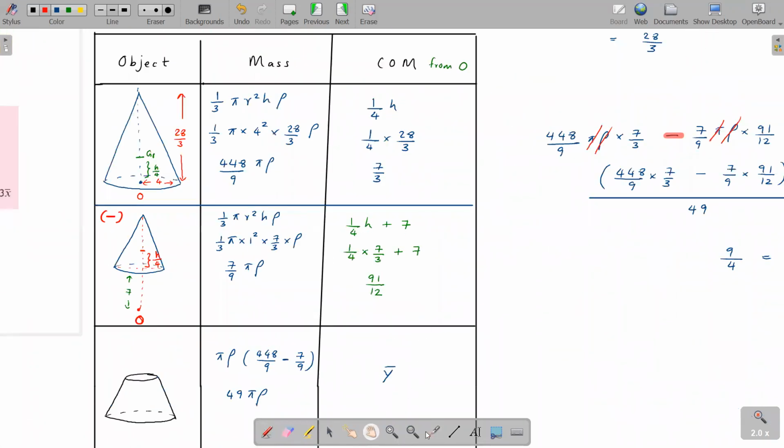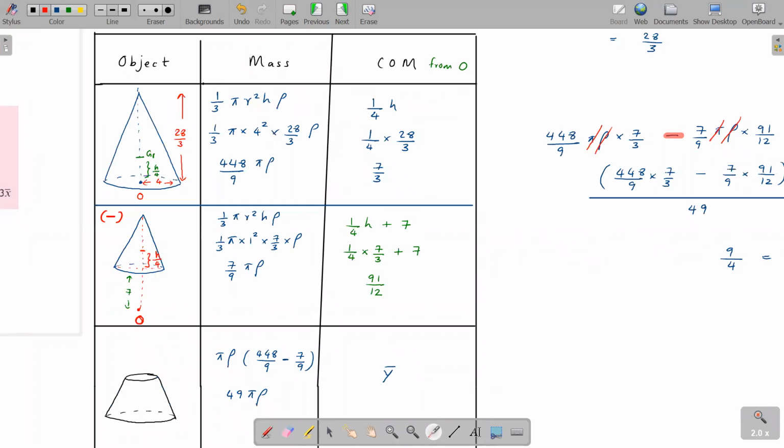So guys, for h you have to use the respective height of this particular cone. This cone has a height of 7 over 3. So 1/4 of h is 1/4 of 7 over 3, and that gives you this small part. That gives you the center of mass distance from the plane face of the cone.